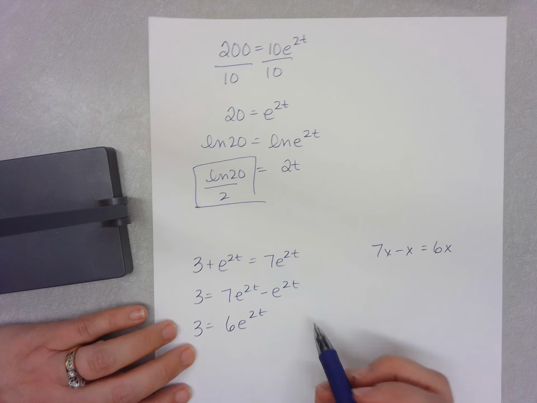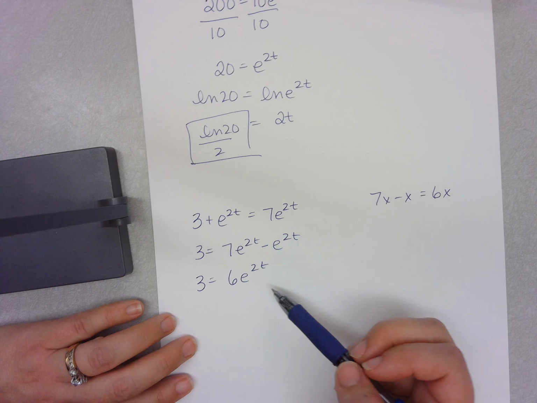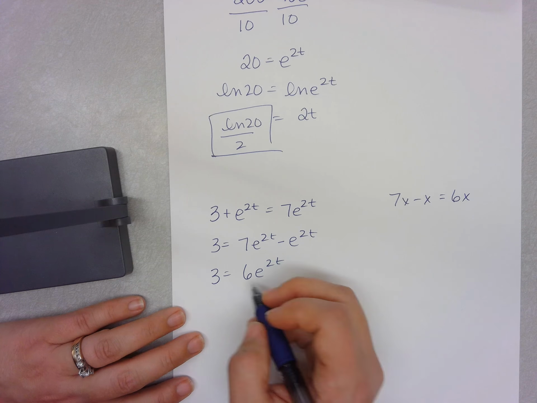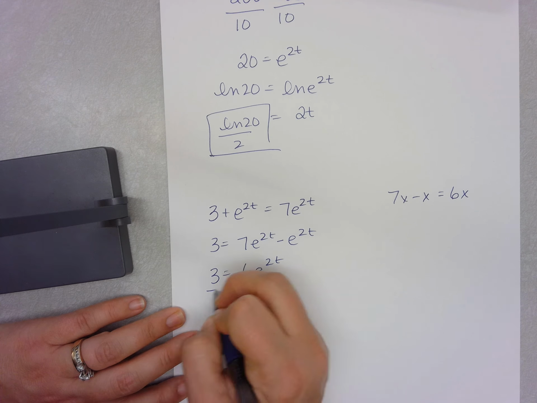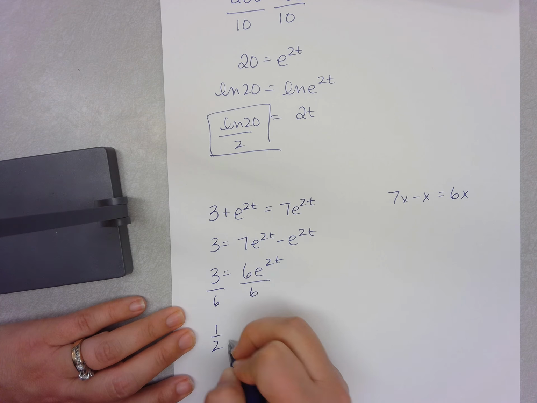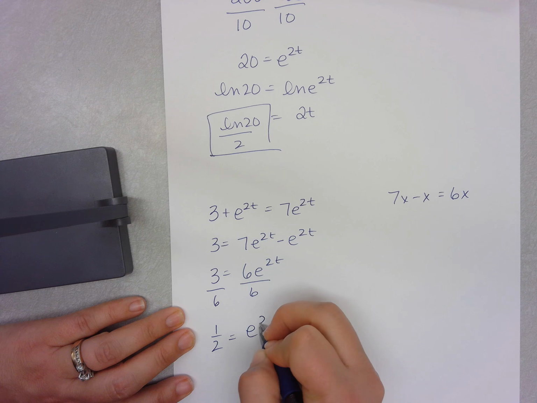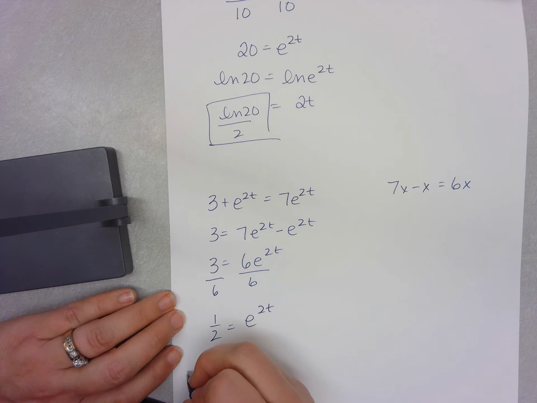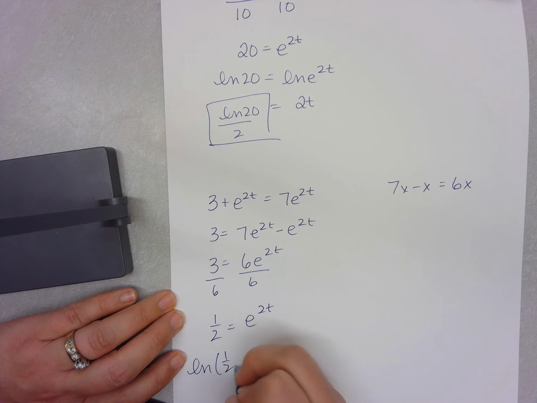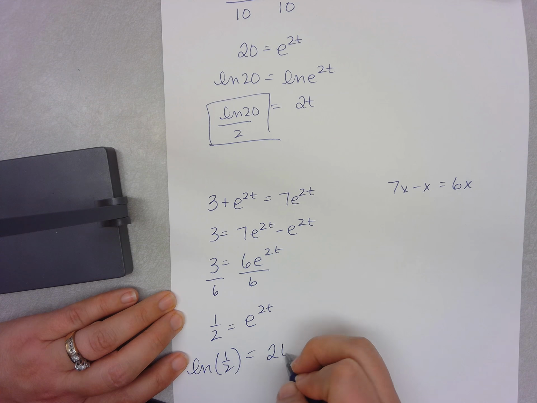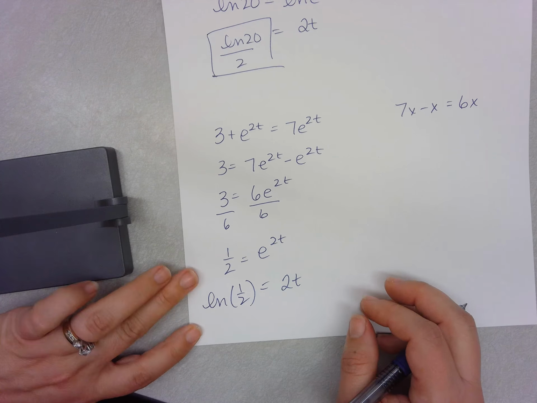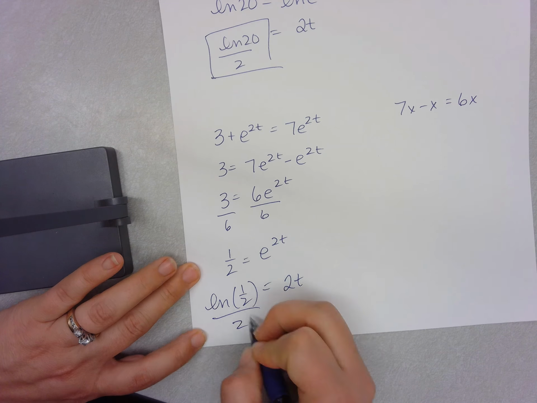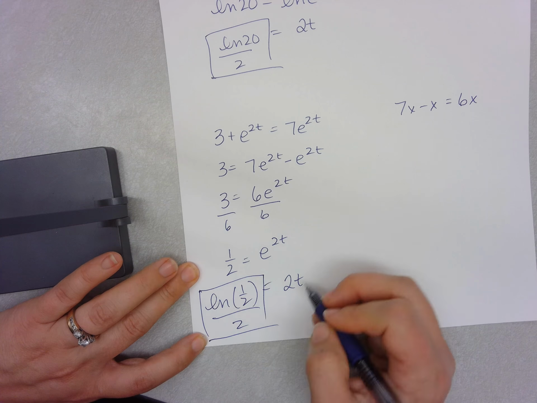Now I have a problem just like up here, where I want to isolate the e to the 2t. And so I'm going to divide both by 6. I get a half equals e to the 2t. I take the natural log of both sides, and really all I get on this side is 2t, because the natural log of e to the 2t is 2t, and I divide by 2. And there's my answer in its exact form.